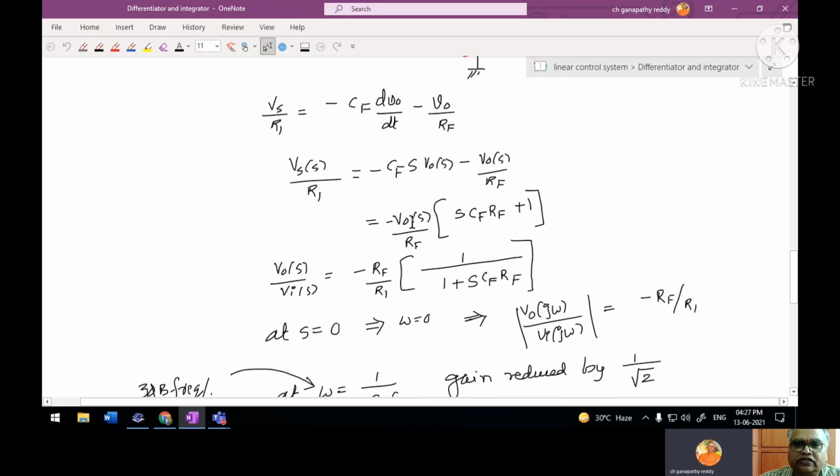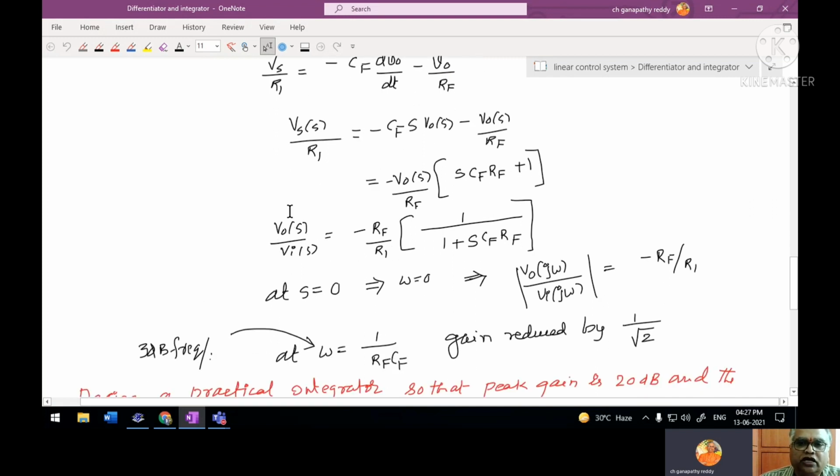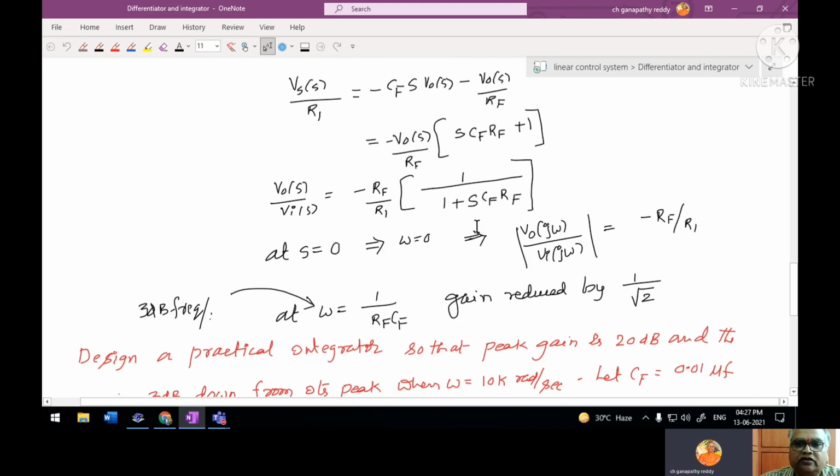So V0 of S is common. Simplify, and here you get RF in the denominator, S into RF CF plus 1. Now the transfer function V0 of S by Vi of S is equal to minus RF by R1 times 1 divided by 1 plus S CF RF. So this is the transfer function.